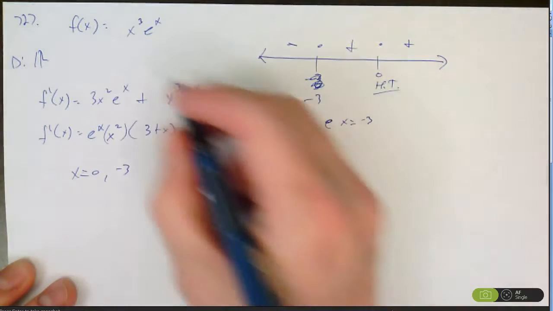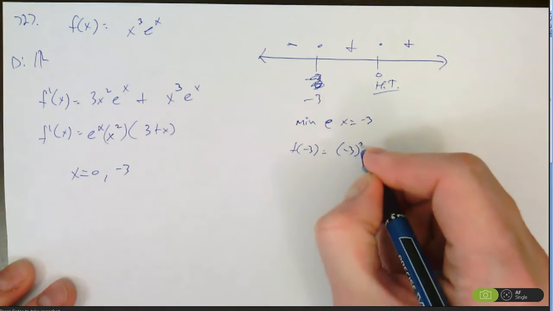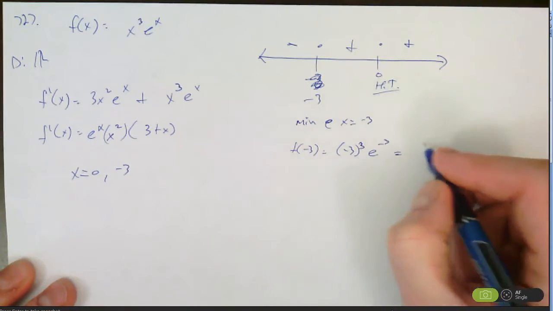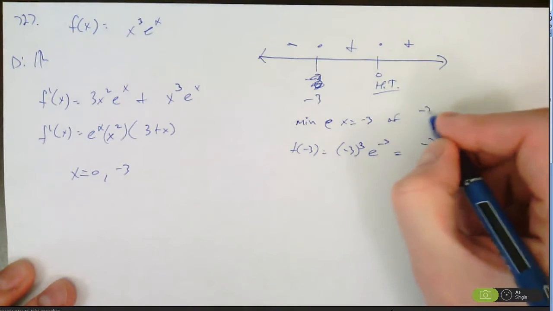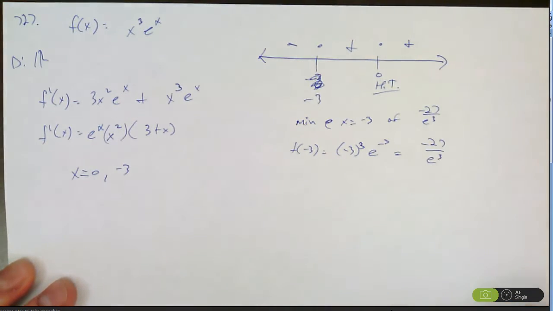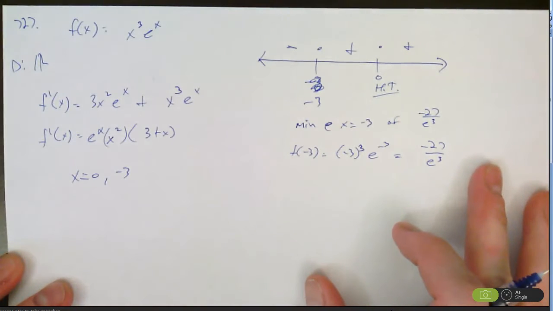And I'll plug negative 3 in to see what I get. F of negative 3 is negative 3 cubed, e to the negative 3. Well, that's negative 27 over e cubed then. And if this were your test, you'd be done now, because I didn't make you find inflection for this.